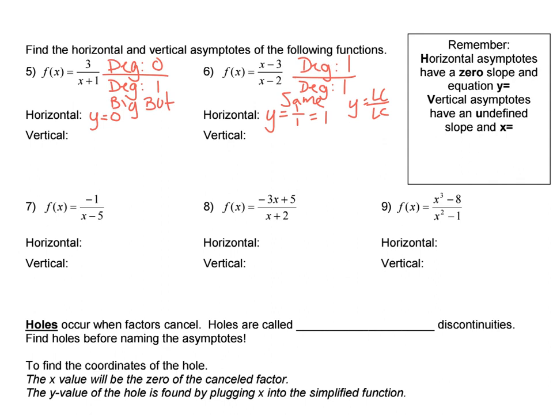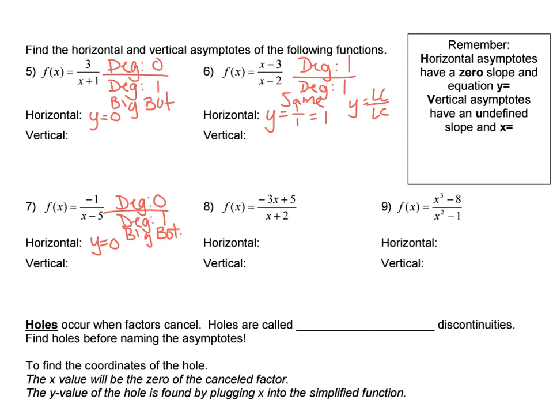And there you go. Number 7, my horizontal asymptote comes from a degree of 0 on the top and a degree of 1 on the bottom. Well, that's a big bottom. Every time you have a big bottom, the horizontal asymptote is y equals 0.